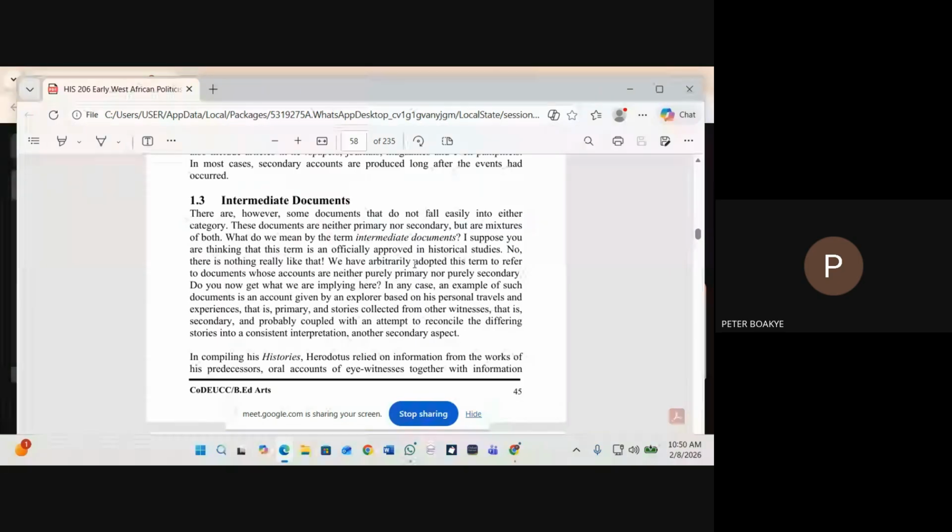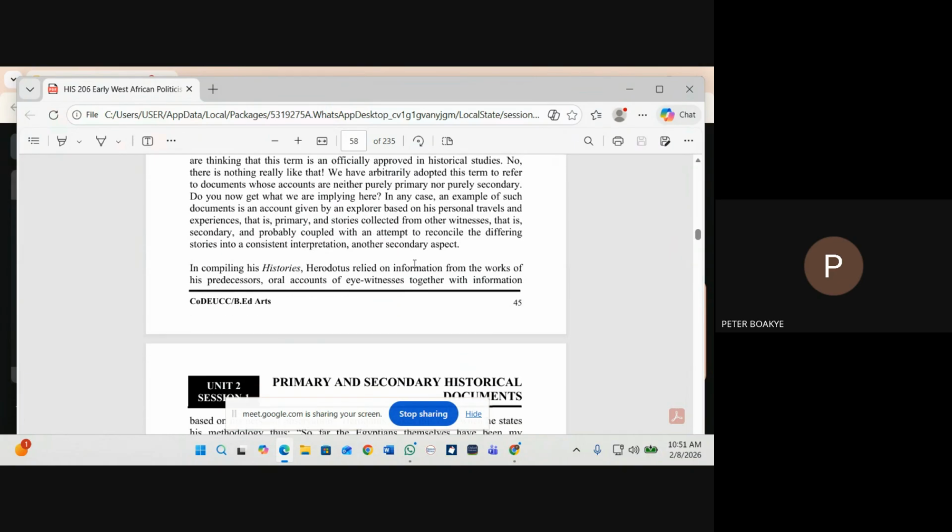We have arbitrarily adopted the term to refer to documents whose accounts are neither purely primary nor purely secondary. An example of such documents is an account given by an explorer based on his personal travels and experience, that is primary, and stories collected from other witnesses, that is secondary, probably coupled with an attempt to reconcile the differing stories into a consistent interpretation, another secondary aspect.